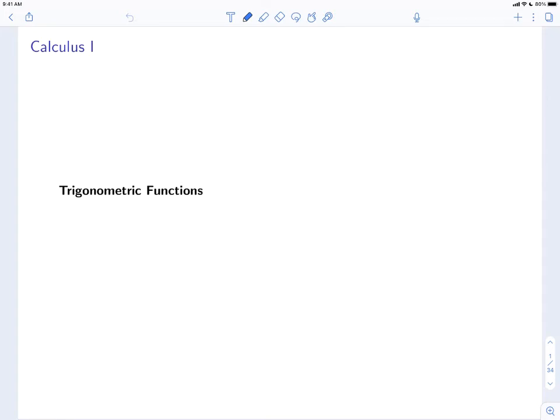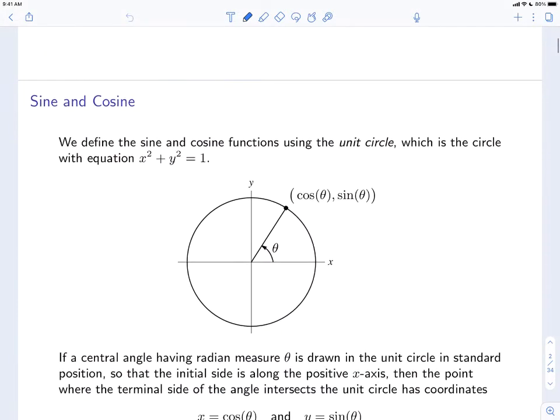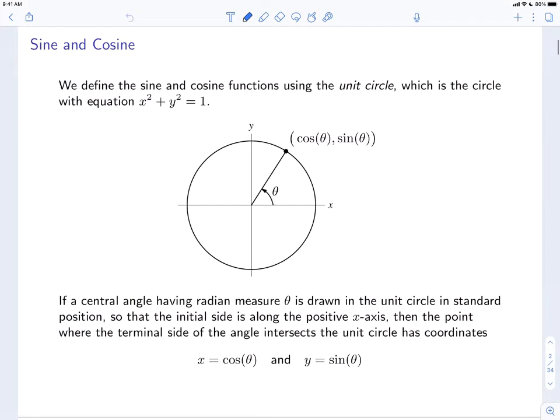In this video, we're going to take a quick look at trigonometric functions. We'll start by looking at sine and cosine. We define the sine and cosine functions using what we call the unit circle.